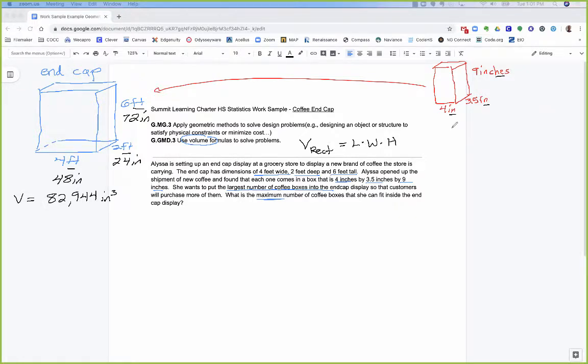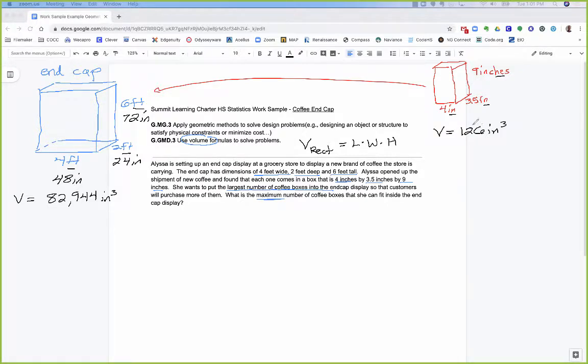Then I'll go over to my coffee. What's the volume of the coffee? Well, it's 4 times 3.5 times 9. So let's do 4 times 3.5 times 9. And it looks like one box of coffee is 126 cubic inches. And so then it's just saying, okay, well, let's divide it.